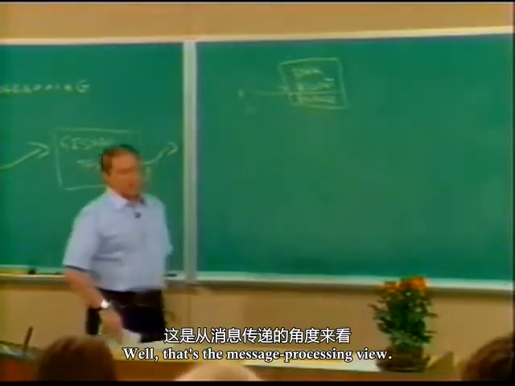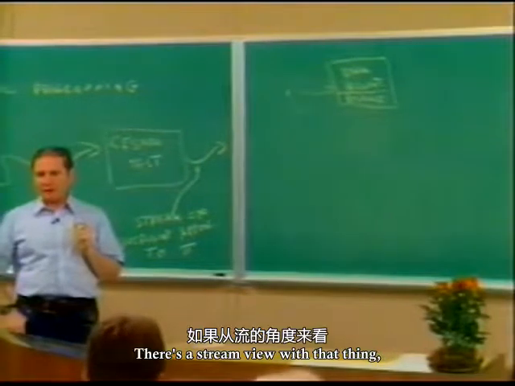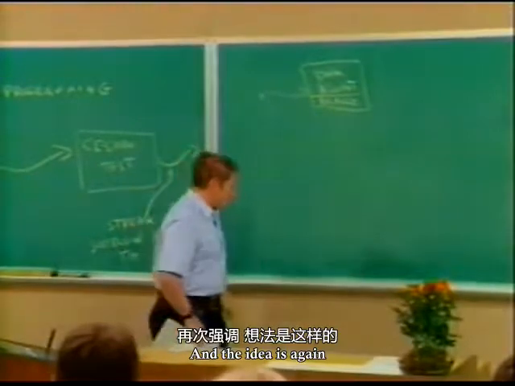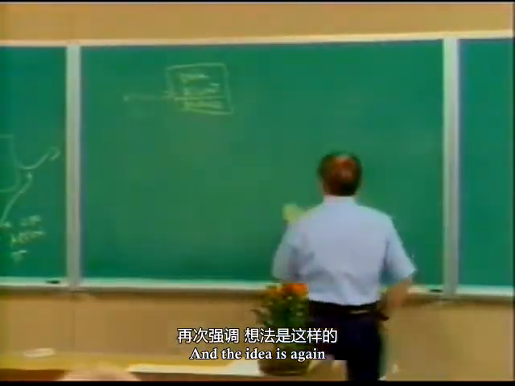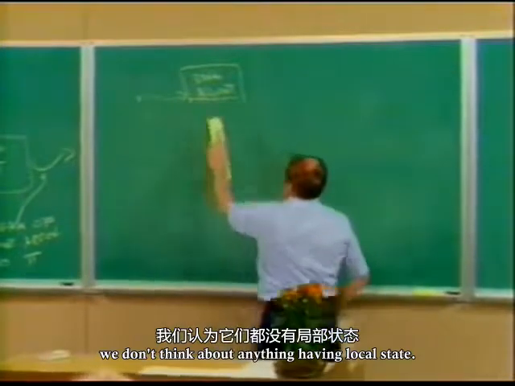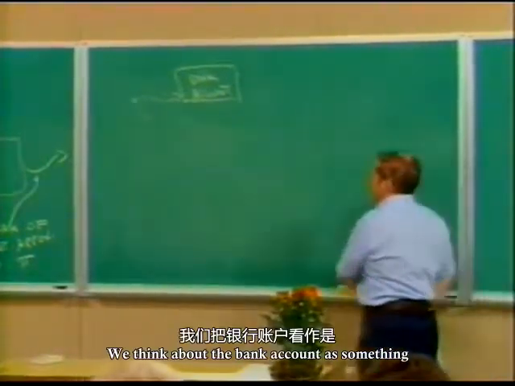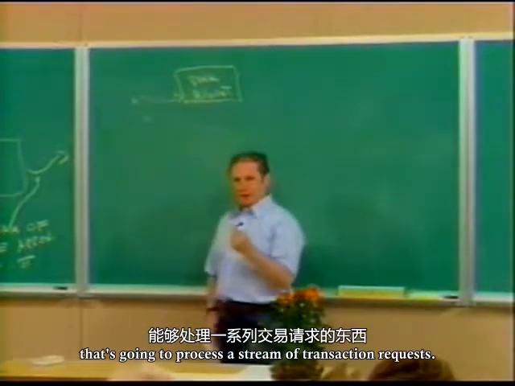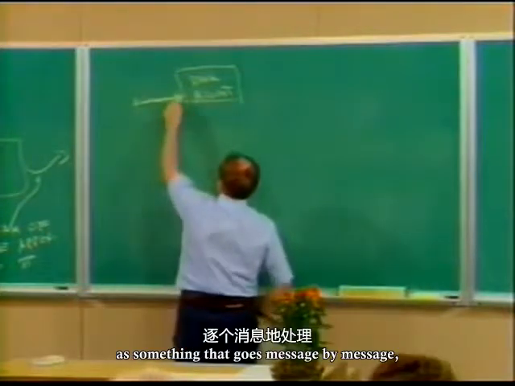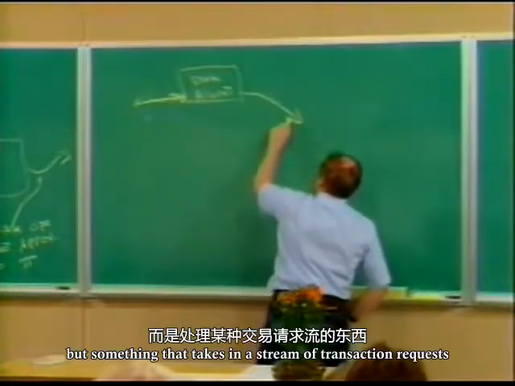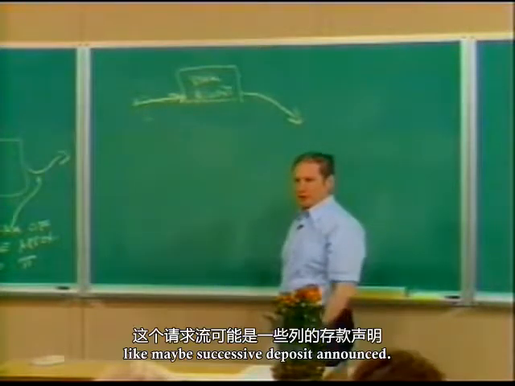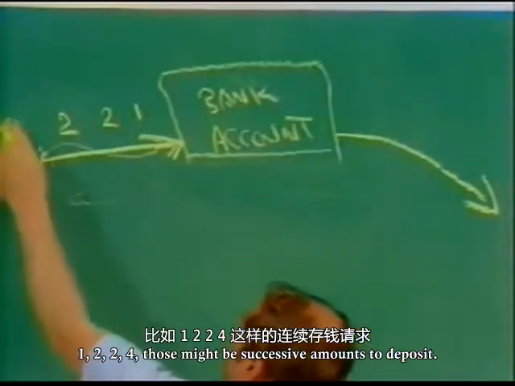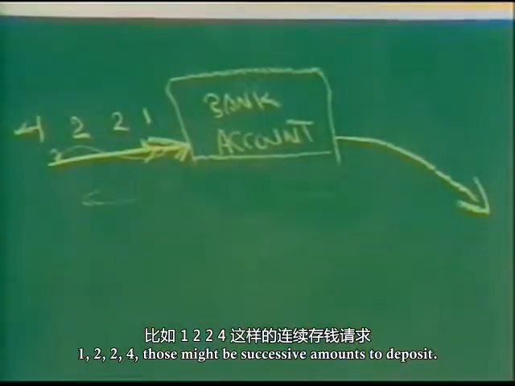Well, that's the message processing view. There's a stream view of that thing, which does the same thing without any set or side effects. And the idea is, again, we don't think about anything having local state. We think about the bank account as something that's going to process a stream of transaction requests. So think about this bank account not as something that goes message by message, but something that takes in a stream of transaction requests, like maybe successive deposit amounts. Well, I don't know, 1, 2, 2, 4. Those might be successive amounts to deposit.